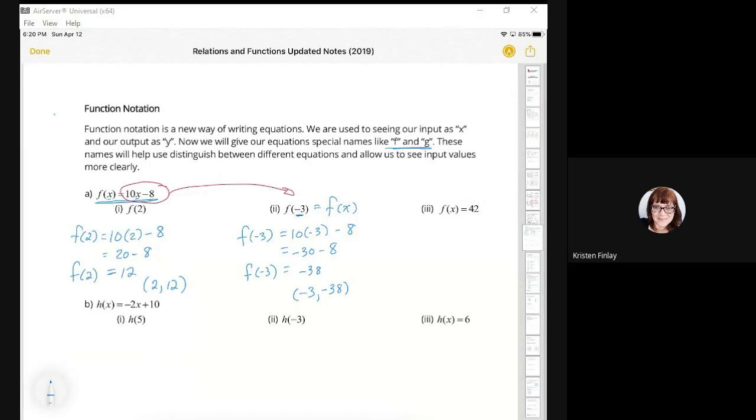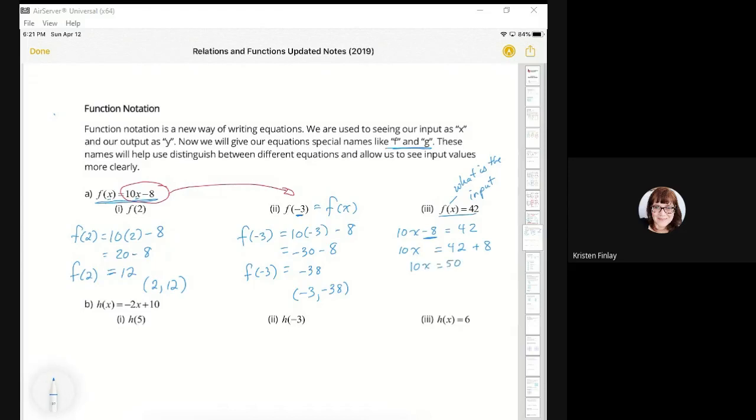Okay? Now we can take a look at thinking about how to solve equations, and we've done this before. If I know f of x equals 42, what I can do is use that value to rearrange and solve for what is the input. What is x? So I take my f of x, which is 10x minus 8, is equal to 42, and I'm going to rearrange and solve for x. So 10x is equal to 42. I've got minus 8 on this side, so when I move it to the other side, I'm going to add 8. So I get 10x equals 50.